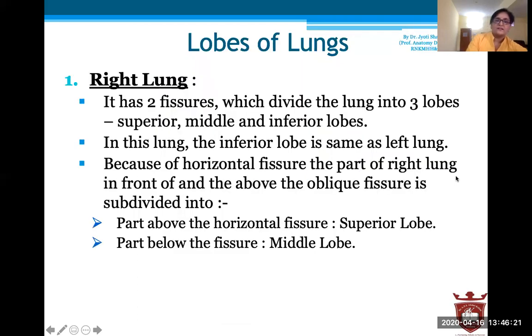Now we see the lobes of the lungs. Each fissure divides the lung into lobes. In the right lung, as we have seen, there are two fissures which divide the lung into three lobes: superior, middle and inferior lobes. The inferior lobe is the same as in the left lung. Because of the horizontal fissure, the part of the right lung in front of and above the oblique fissure is subdivided into the part above the horizontal fissure, which is the superior lobe, and the part below the fissure, which is the middle lobe.